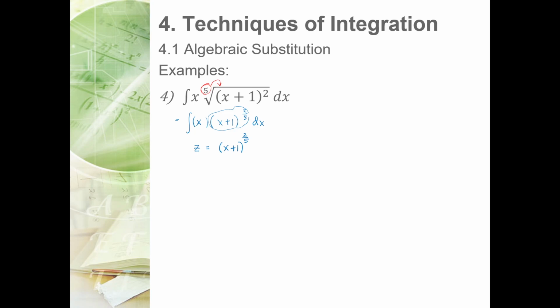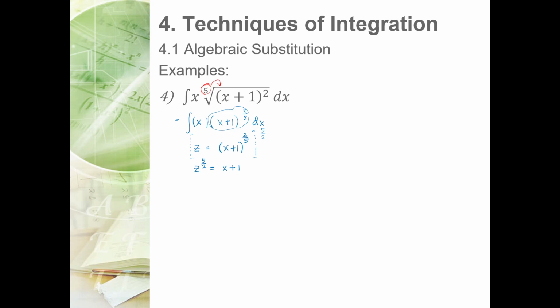So how do you eliminate 2/5? Of course we multiply everything by the power of 5 halves, so that this is eliminated. So this becomes z to the 5 halves equals x plus 1. All right.